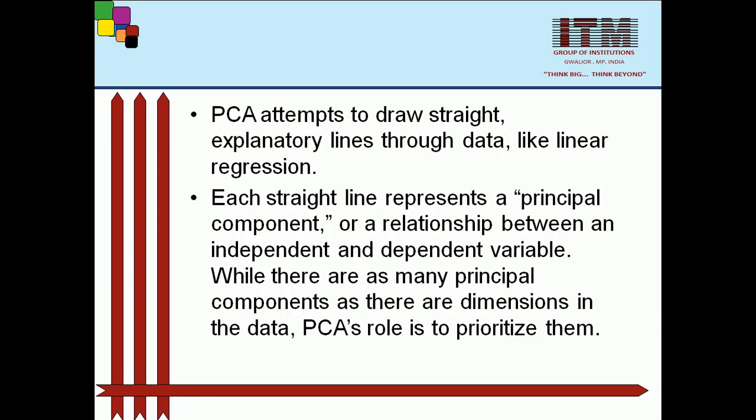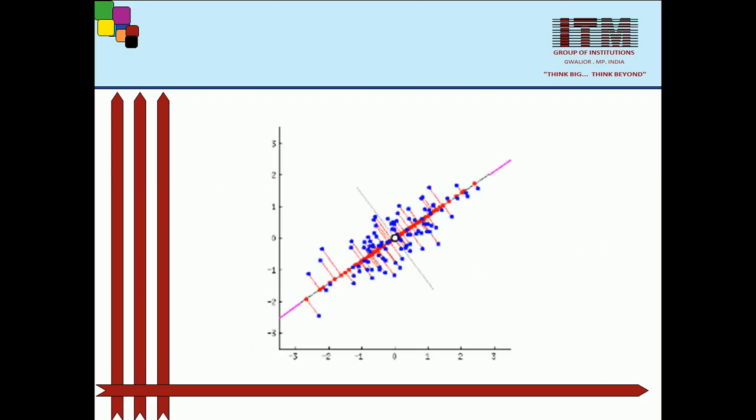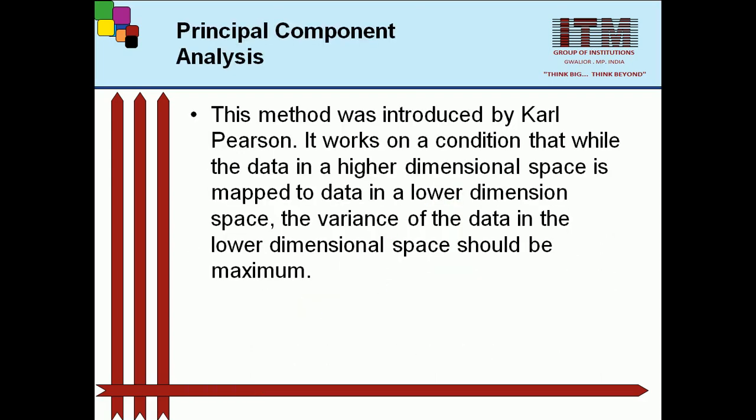Now, what does PCA do? It attempts to draw straight exploratory lines through the data, like linear regression. So PCA will basically attempt to draw linear regression-like lines. See, there will be several principal components involved in an analysis.